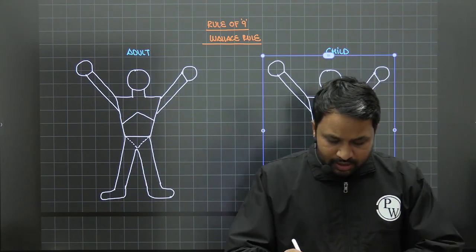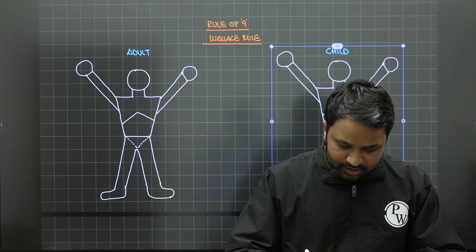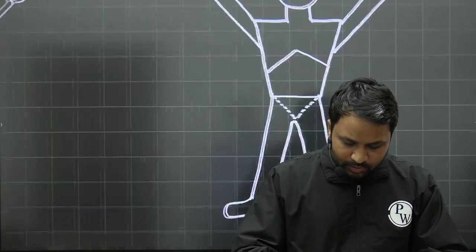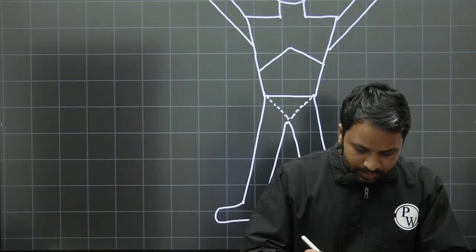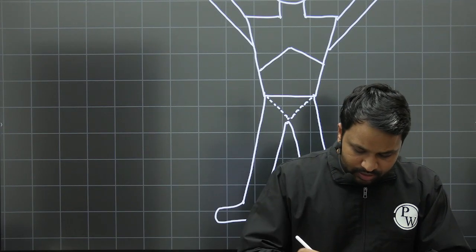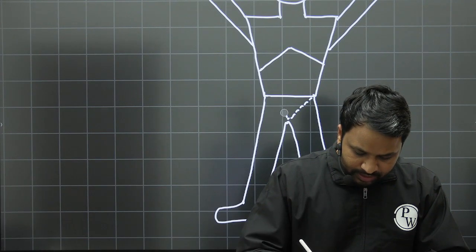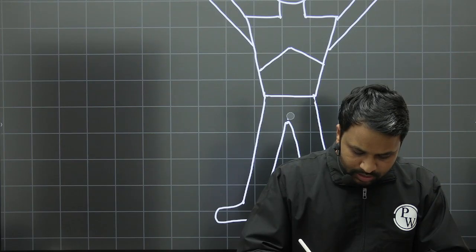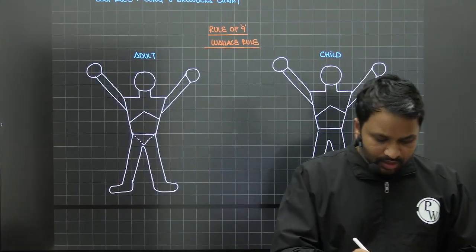So in a child, the difference that you will see is that we do not consider perineum as a component. So a child will not have perineum. The perineum component will not be considered for a child. Okay? Now come back here.